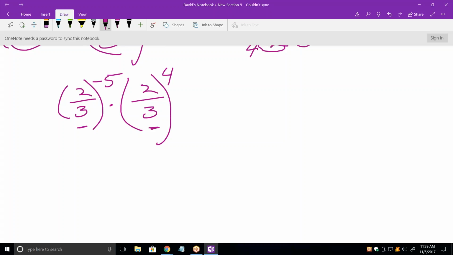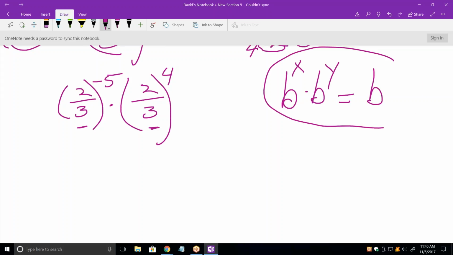So when you have multiplication and you have the same base, what do you do? If I have b to the x times b to the y, what does that equal? b to what? What do you do to the exponents when you're multiplying the bases? Add them. Okay, that's exactly correct. So that's what we have over here. We have same base, different exponents. So what does that equal to?